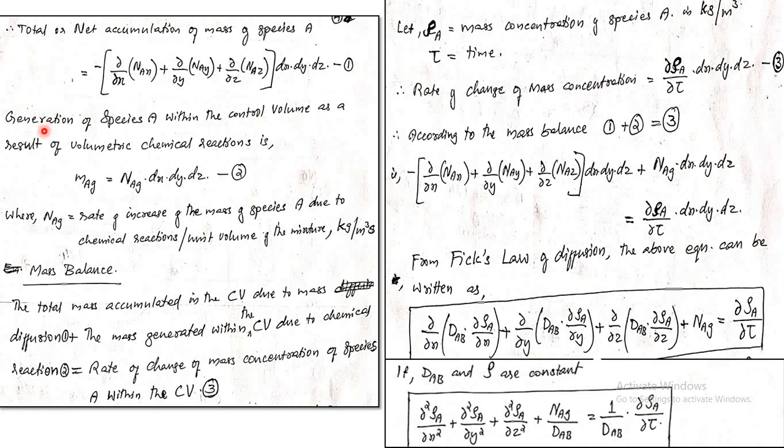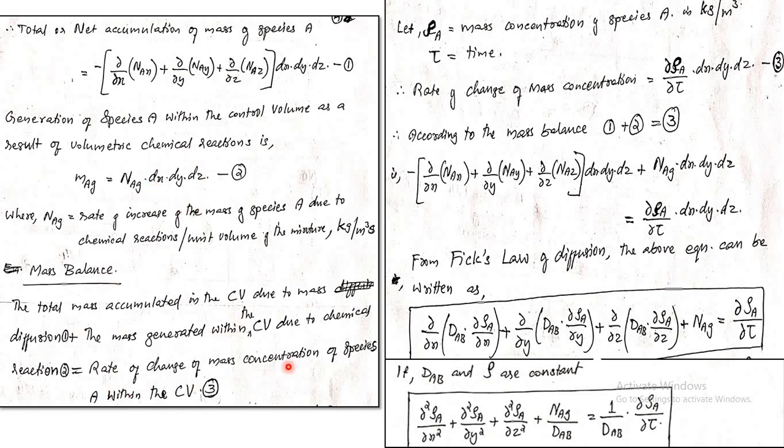Now we assume volumetric mass generation of species A within the control medium as a result of chemical reactions. MAG is the mass generation of species A within the control medium. This is equal to NAG dx dy dz, where NAG is the rate of increase of the mass of species A due to chemical reactions per unit volume. Its unit is kilogram per meter cube second. The total mass generation is equal to NAG multiplied with its volume. So this is the mass balance equation.